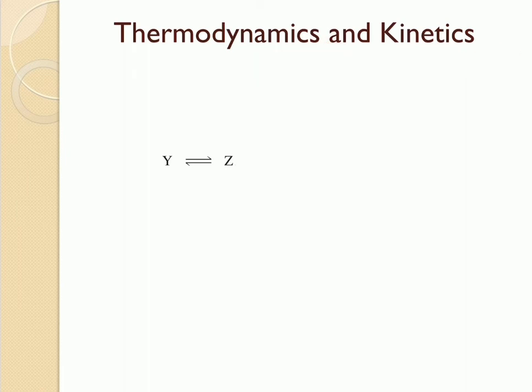Let's consider a reaction where Y is converted into Z. So the thermodynamics of this reaction is going to tell us the relative amounts of Y and Z present at equilibrium, whereas kinetics is going to tell us how fast Z is formed from Y.